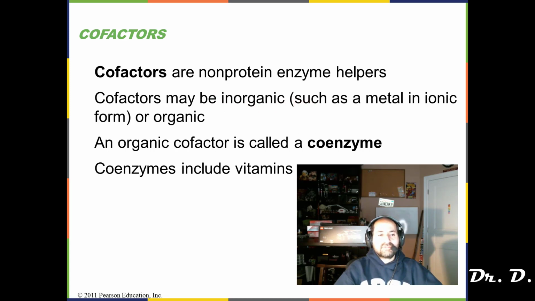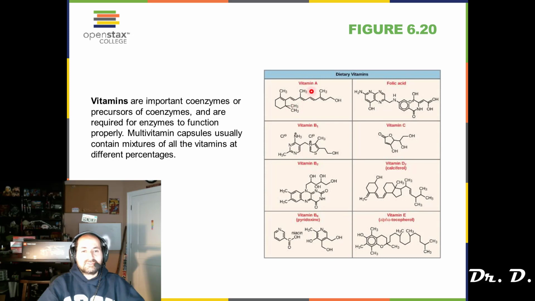Okay. Other cofactors can be organic, and here's what you need to understand: the organic cofactors are called coenzymes. Organic cofactors are called coenzymes. Inorganic cofactors are not called coenzymes; they're just called cofactors. And what are coenzymes? Coenzymes include these guys, the vitamins. Okay. Vitamin A, folic acid, vitamin B1, vitamin C. You see, all of these are examples of vitamins, which are coenzymes. So what does that mean?